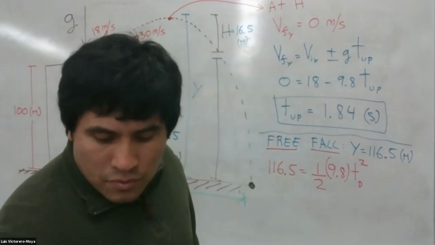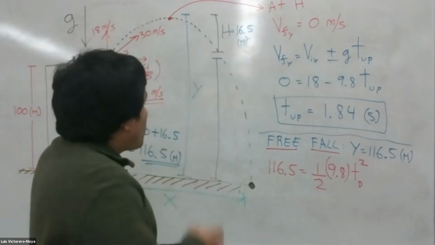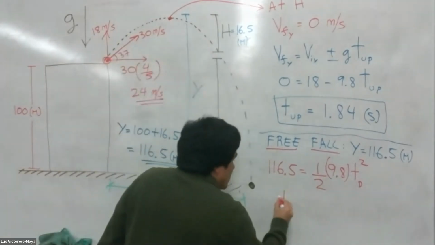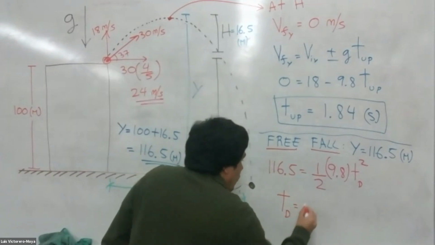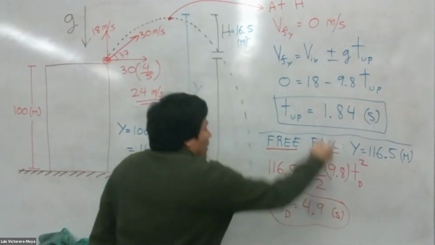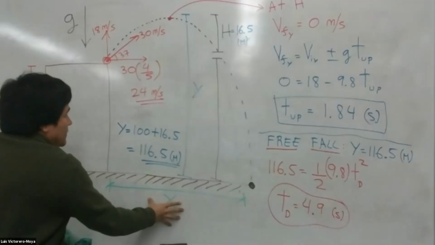Times 2, square root, 4.87. It takes more time to go down. That makes sense. 4.9 seconds. I found the time to go down. I have the time to go up. So now I can find x.